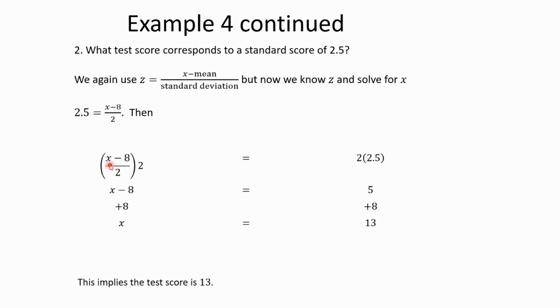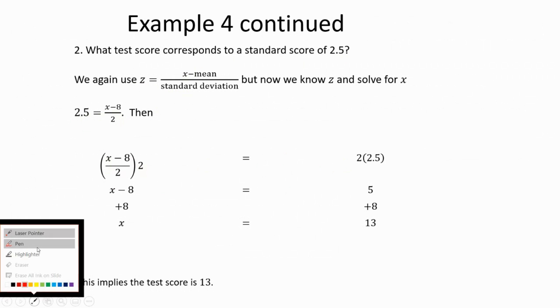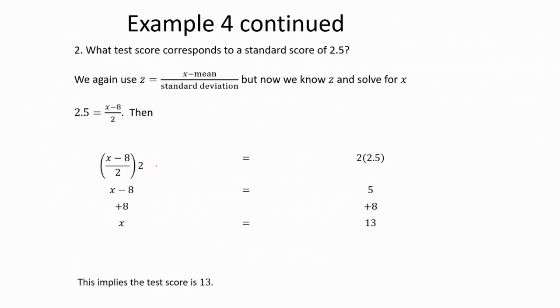The x usually goes on the left, the unknown is on the left-hand side. That's why we have x over here. And we want to solve this equation for x. Okay. So what do we do first? Well, we can eliminate this denominator of 2 by multiplying both sides by 2.